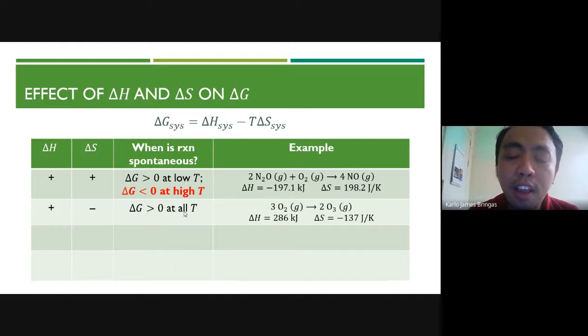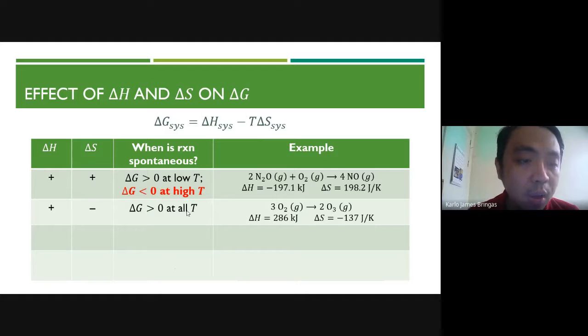So if you have a reaction like this one, it doesn't mean to say na if it's non-spontaneous, that it will not happen at all. So that's not what we mean. What we mean to say is that if you want this reaction to occur, you just have to input energy continuously to force this reaction to happen. Because otherwise, without that added energy, this reaction here will not take place. Since ang delta G niya will always be positive no matter the temperature.